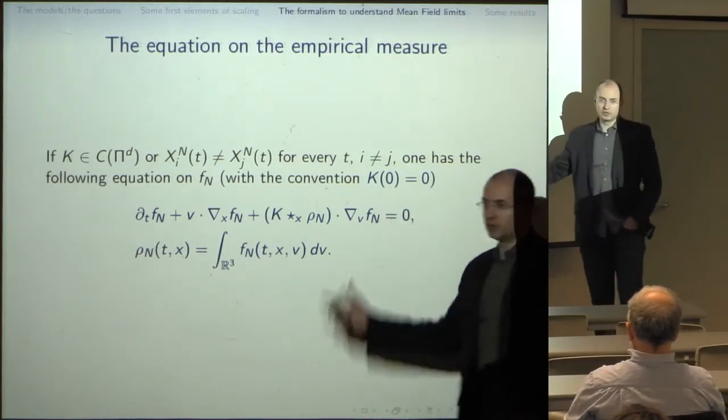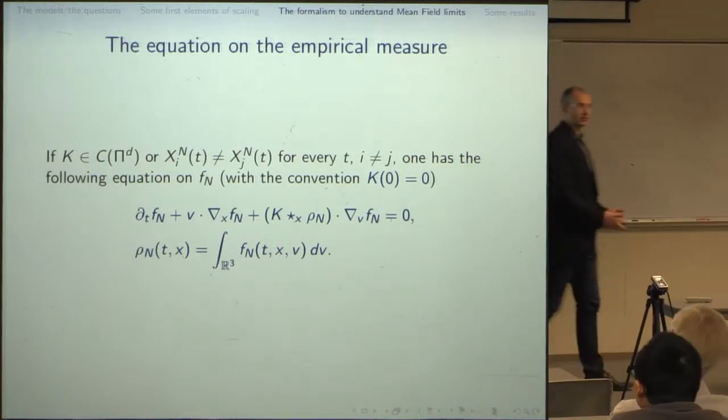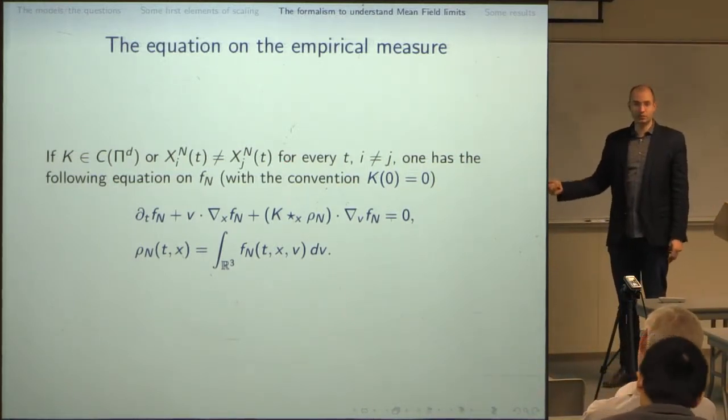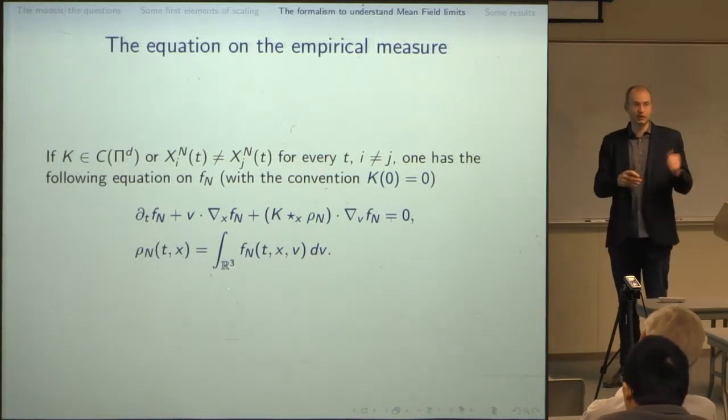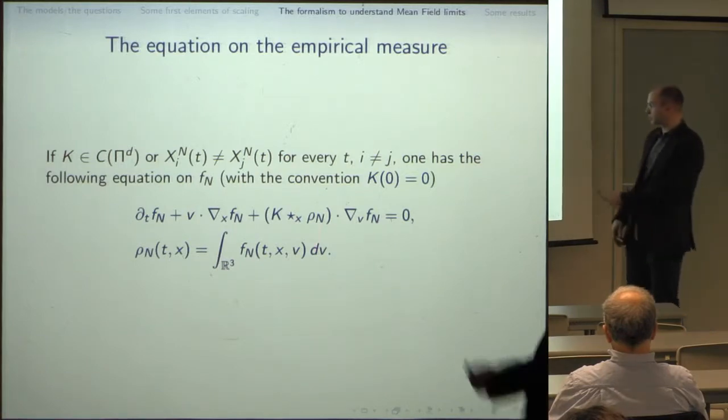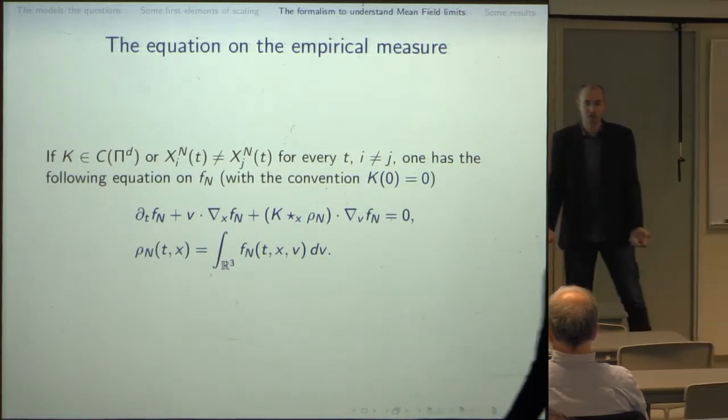So now, your candidate for a limit is very obvious. If this satisfies an equation as n tends to plus infinity, I'm going to extract a weakly converging subsequence, and I'm hoping that the limit of those weakly converging subsequences will satisfy exactly the same equation.